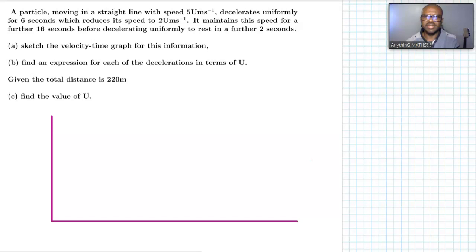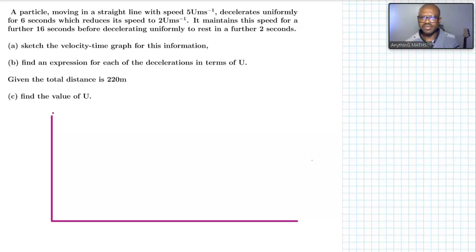The next question. This question is quite interesting. A particle moves in a straight line with a speed 5u meters per second. It decelerates uniformly for 6 seconds, which reduces its speed to 2u meters per second. It maintained this speed for a further 16 seconds before decelerating uniformly to rest in a further 2 seconds. Sketch the velocity time graph for this information. So the initial velocity this time is not from rest. We are given a speed.